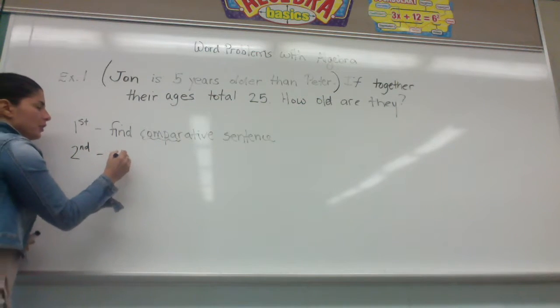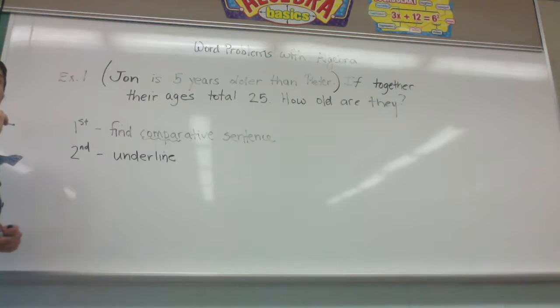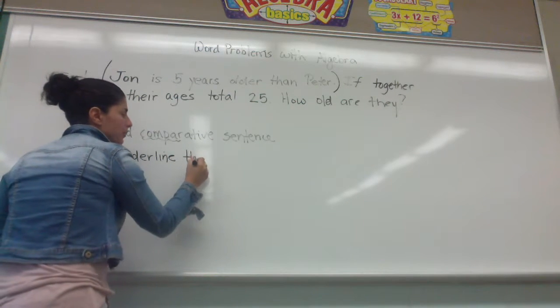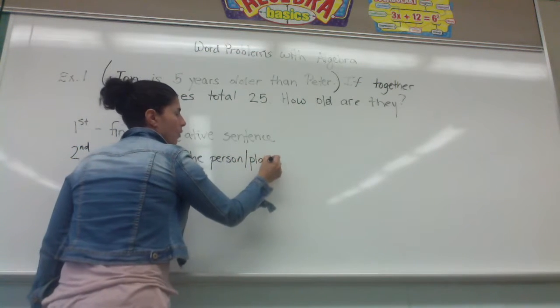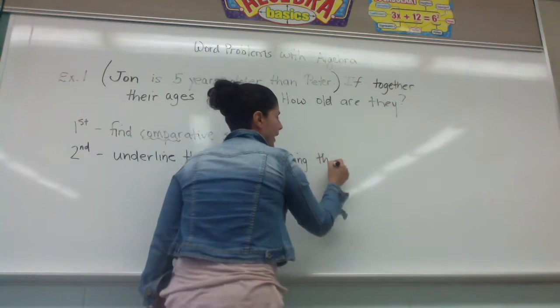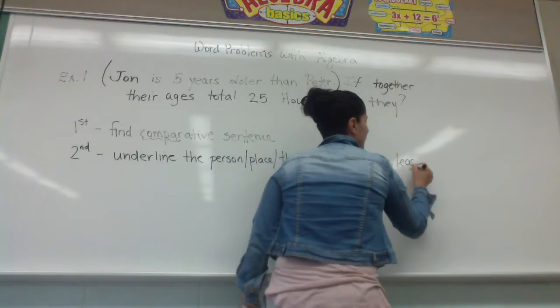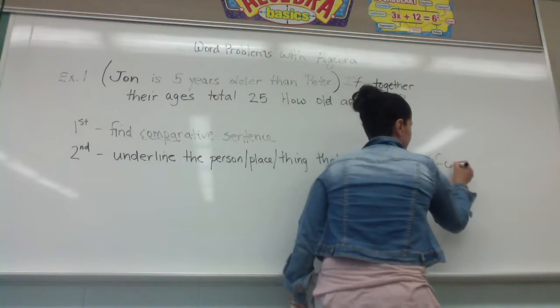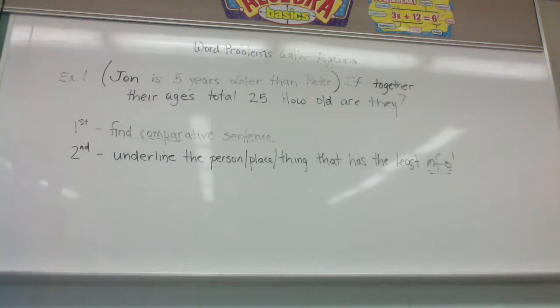Number 2, second. I want you to underline the person, place, or thing that has the least information in the comparative sentence. So John is 5 years older than Peter.